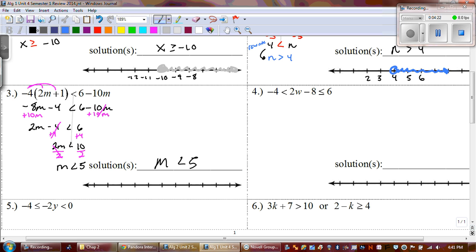Okay? So we have to start labeling it. We go 2 numbers higher and 2 numbers below. We are open at 5 and it's less than, so we want to shade to the left.